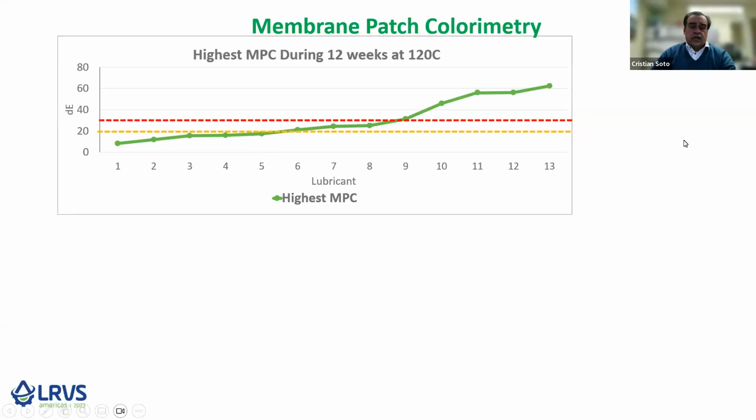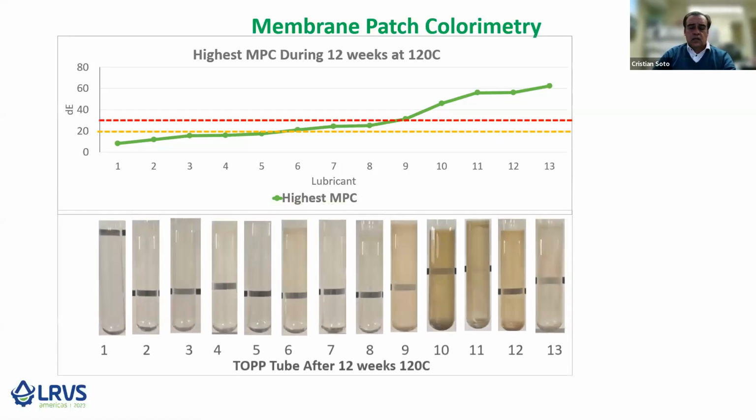Looking a little farther at the MPC, we see here that a number of them are reaching a critical value of 30, which is from basically lubricant number 9, 10, 11, 12, and 13. This is the highest value from the testing, not the 12-week value, but the highest value. And we're also showing, for reference, a line here showing the 20 delta E value for MPC.